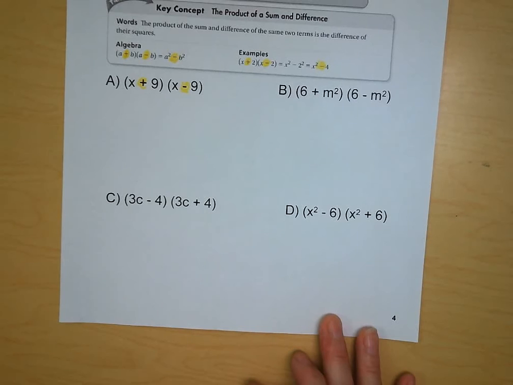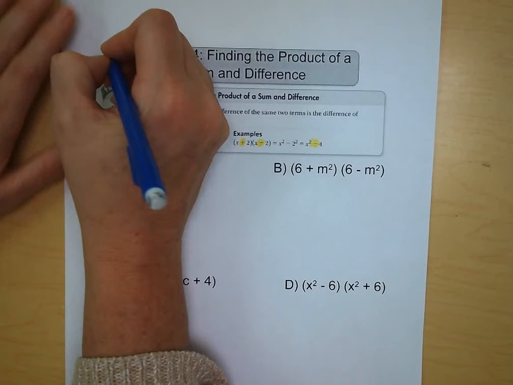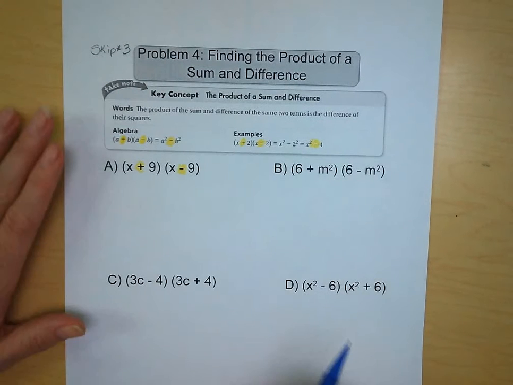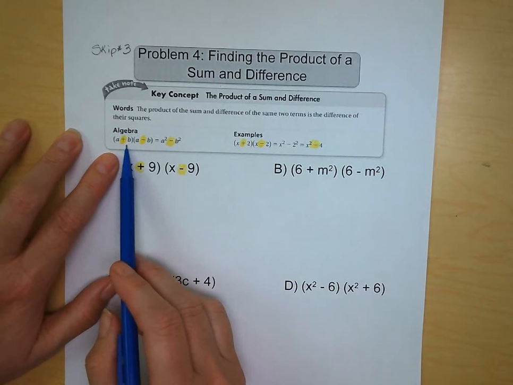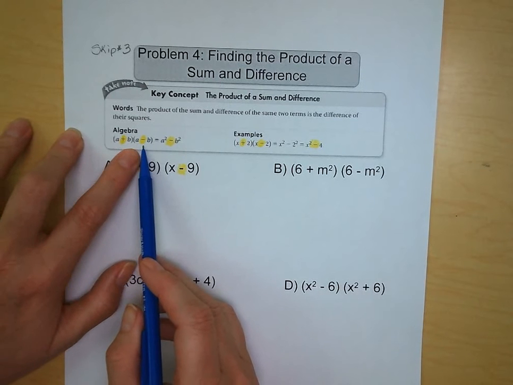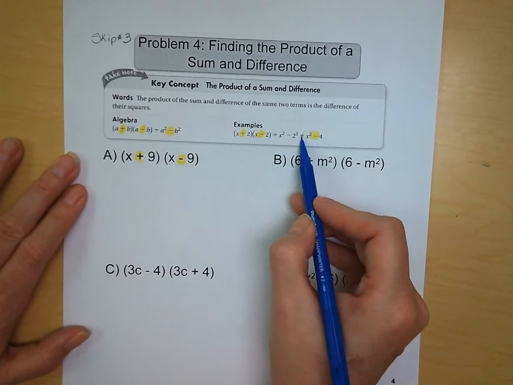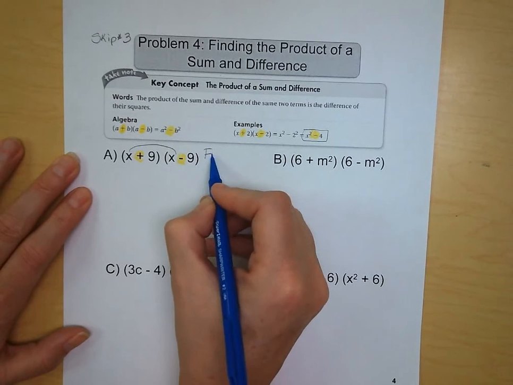We're going to be skipping problem 3. Going directly on to problem 4, which is finding the product of a sum and difference. In this case, we have a plus b times the quantity a minus b. And when we FOIL that, we're going to find that our middle term is going to cancel out. And so we're going to be left with a squared minus b squared.